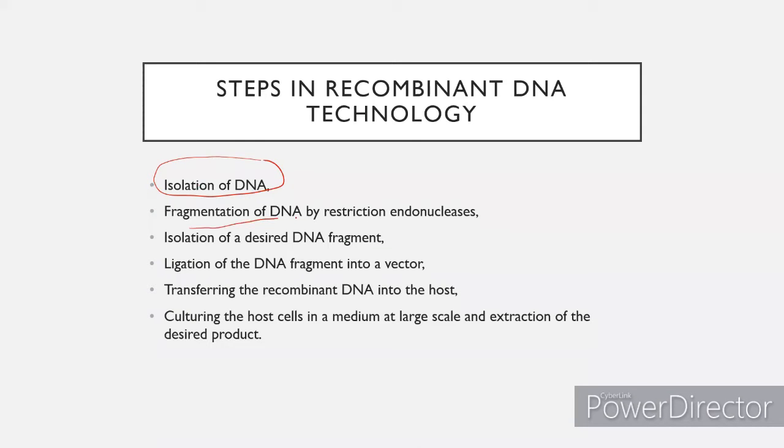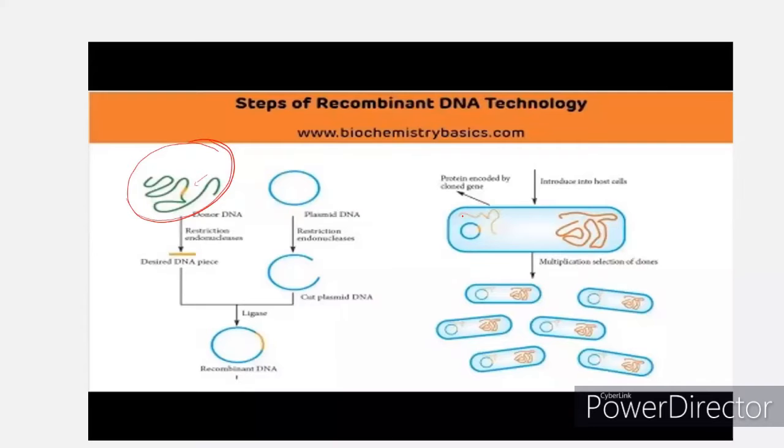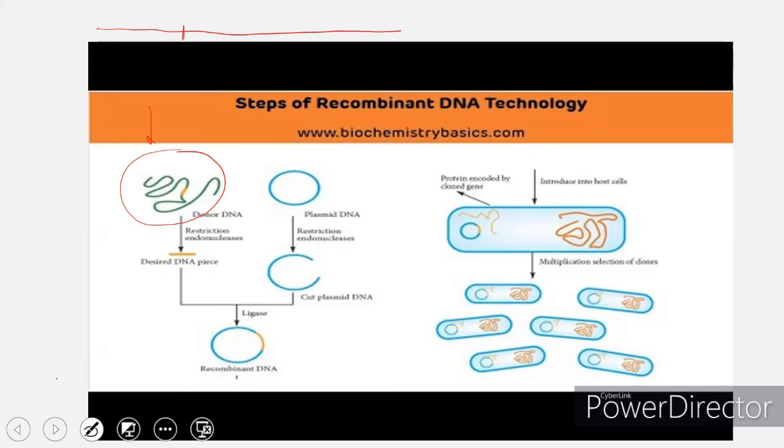So fragmentation of DNA by restriction endonucleases. Before getting this particular fragment, we need to cut it from the original location. So basically a big fragment will be there. This green color part will be there from a huge DNA fragment. And this yellow color part will be there somewhere here.